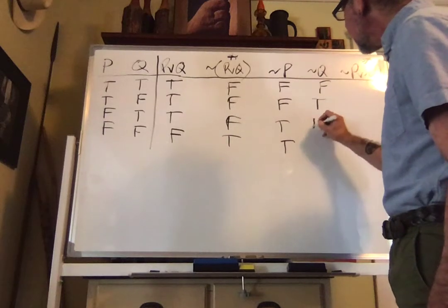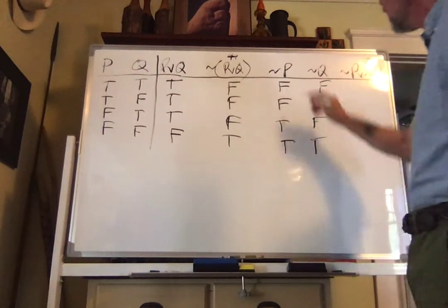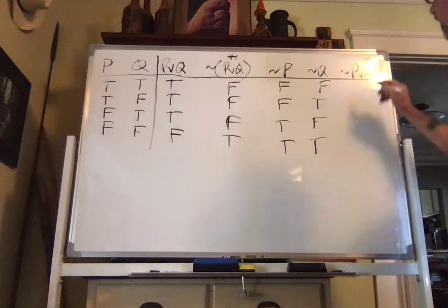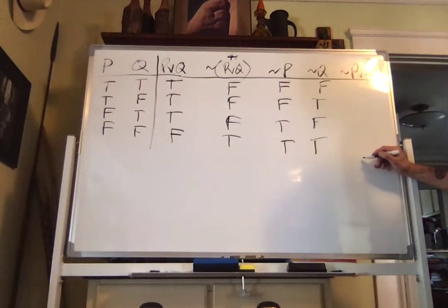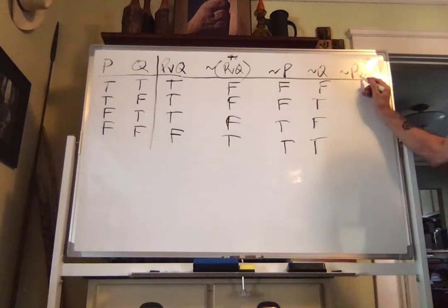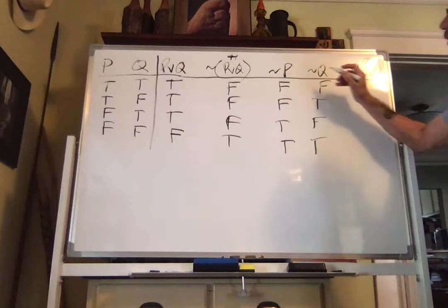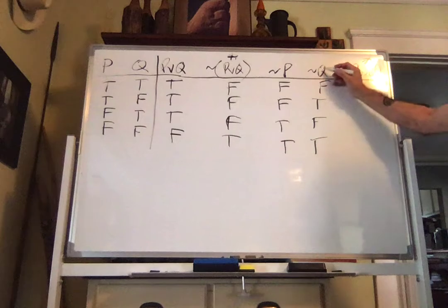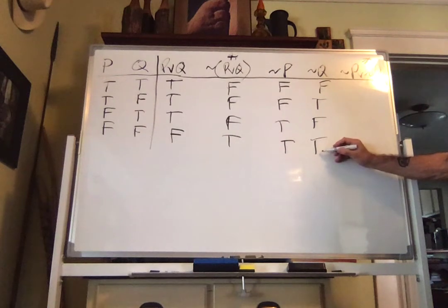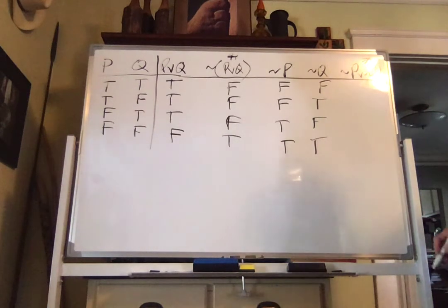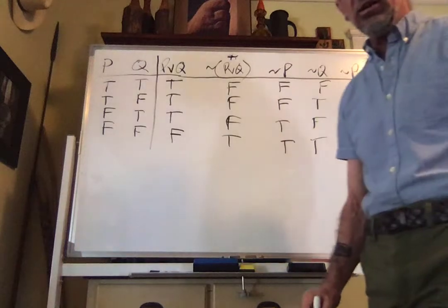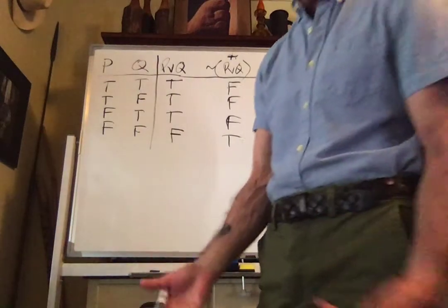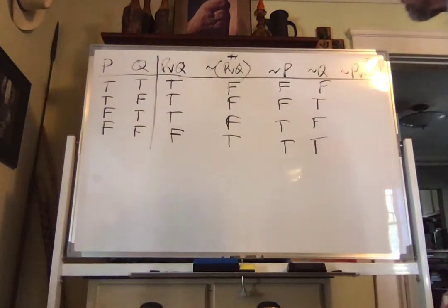So we get FTFT. Now these two columns that we just did give us the information we need to do the last column, because this is a disjunction. One of its disjuncts is negation sign P, the other disjunct is negation sign Q. So it's the negation sign P and negation sign Q reference columns where we're going to be looking to get the truth values of the disjuncts.